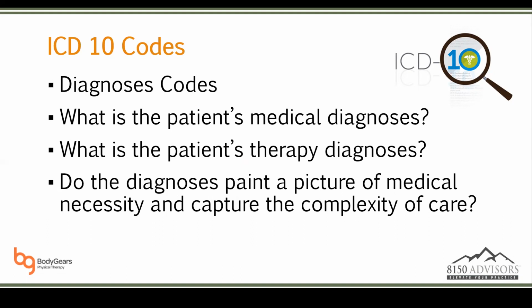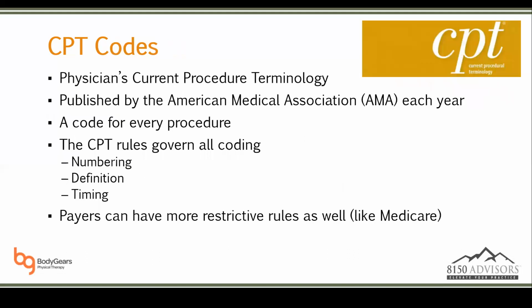So when you're choosing therapy diagnoses, for example, if a patient has a pain issue, obviously you typically choose the pain diagnosis, but that alone may not paint the picture of complexity of the patient. Do they also have weakness and stiffness and difficulty walking and those sorts of things? So you want to make sure that you're choosing the diagnosis that will support the medical necessity for treating the patient for as long as you intend to treat the patient.